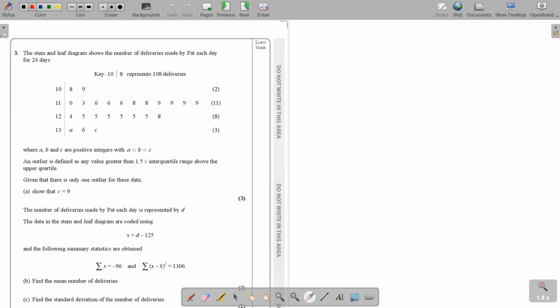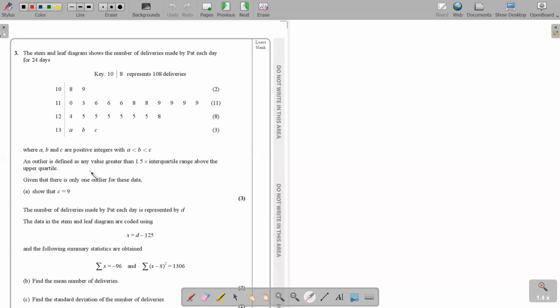Can you see? Most of the stem and leaf diagram is not complete, because you can see some values are unknown. We have here A, B, C values which are unknown, where A, B, C are positive integers with A less than B, which is less than C. So A, B, C is in ascending order. C is the largest and A is the smallest.